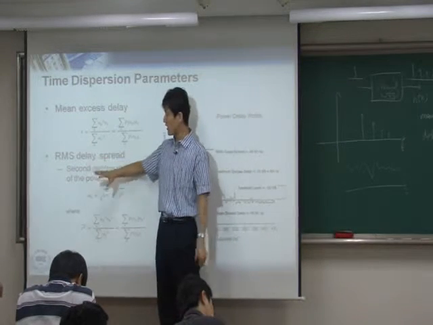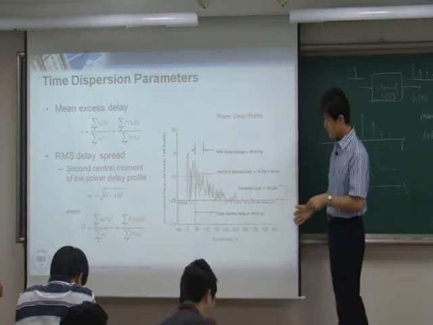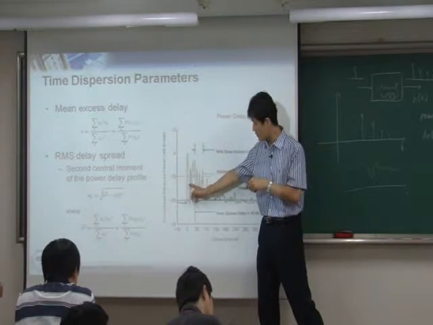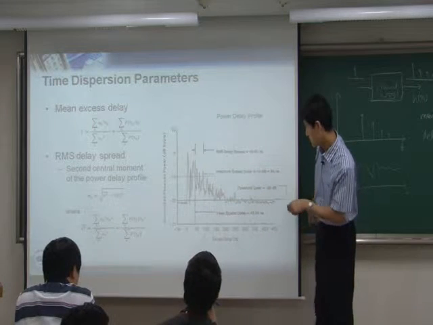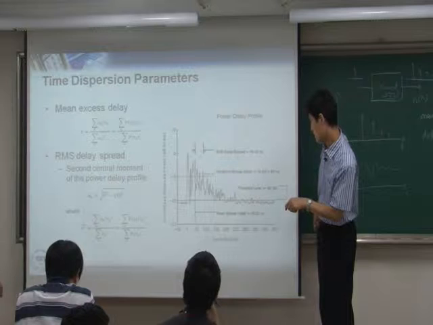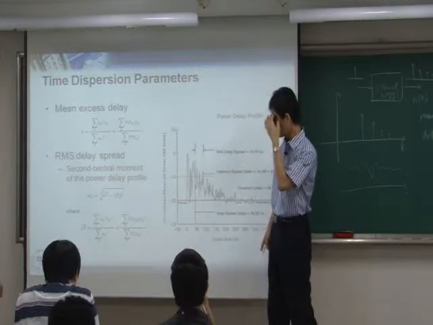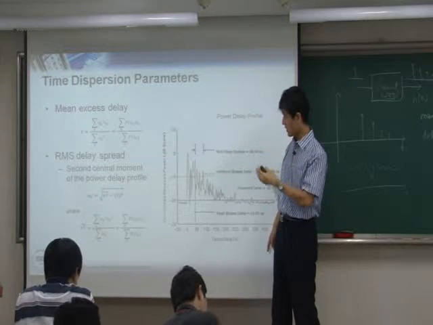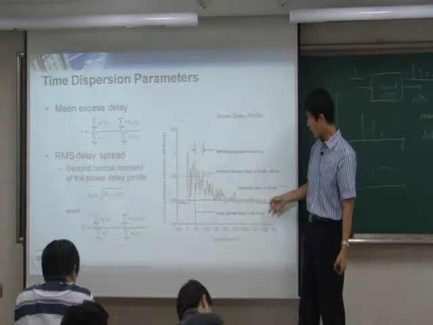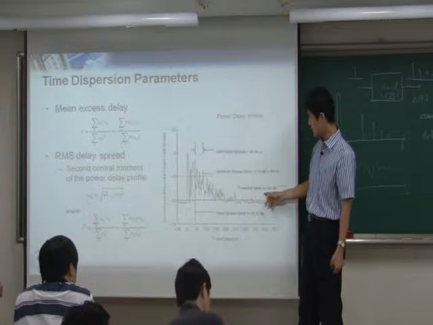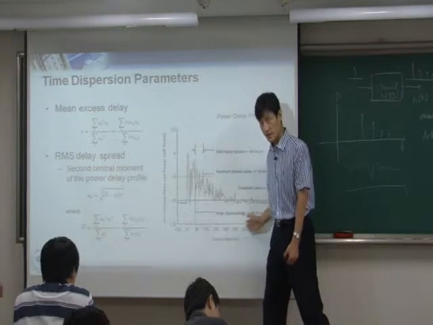So let's see. There's a parameter called the RMS delay spread. Let's talk about this one first. Mean excess delay. So here in the power delay profile, you see from here, which is the first one, to this one, somewhere here. Actually, there are three different parameters. One is the maximum delay, maximum delay spread, which means that you start from the first one, find out which one is the last delay component, and then find out the delay. That's going to be the maximum delay.